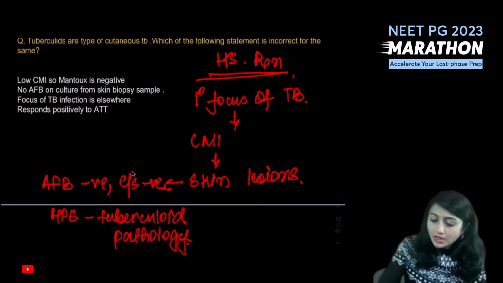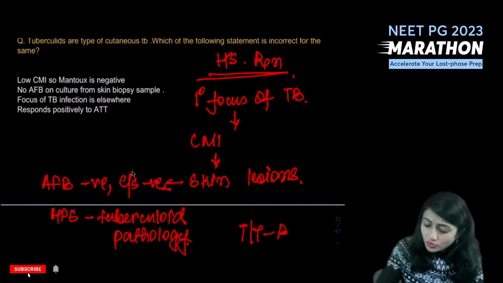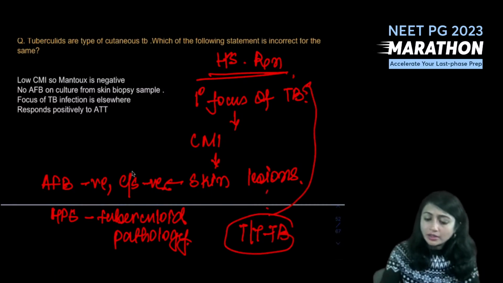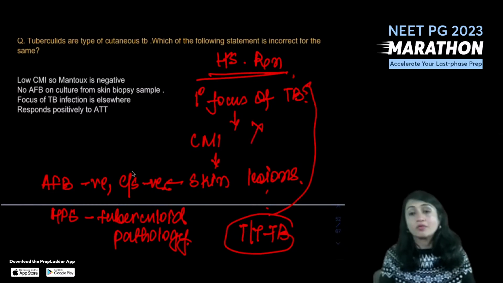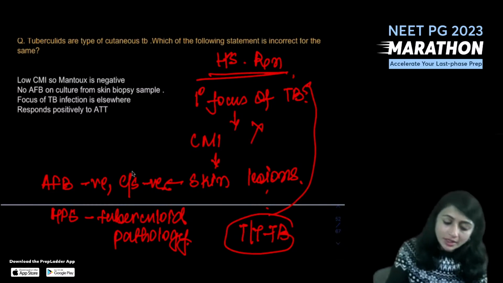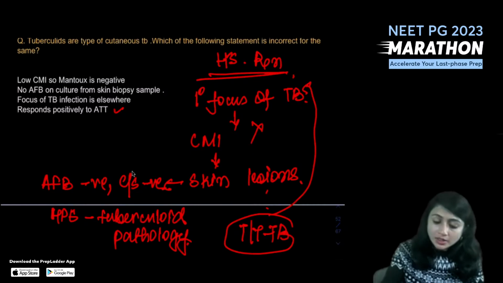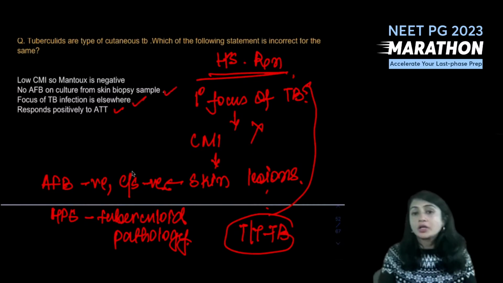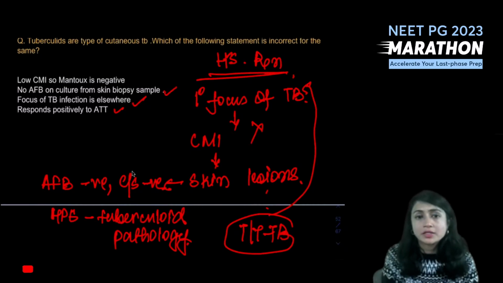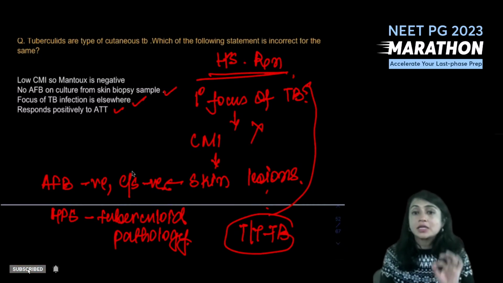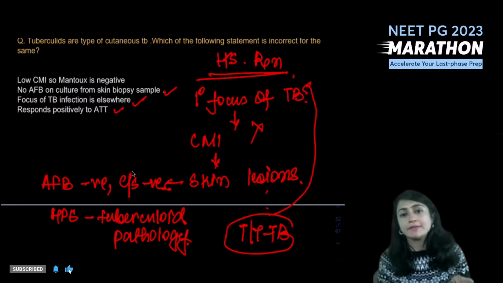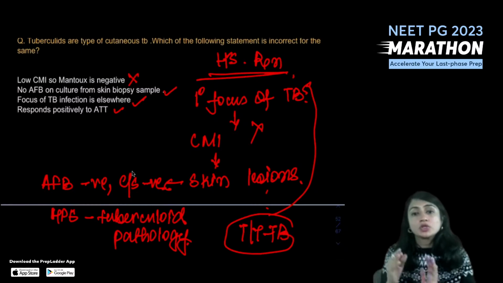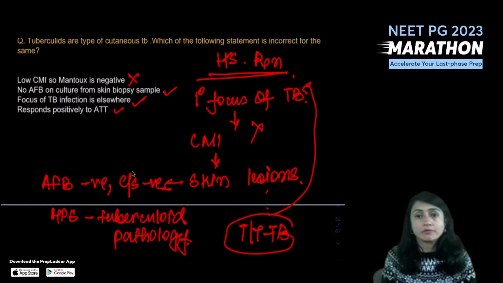And how will I treat it? I will treat tuberculosis only. When I treat TB, I treat the focus of TB, the CMI goes off and tuberculids improve. So yes, they respond positively to ATT. Yes, there is a focus of TB infection somewhere. You cannot culture AFB because it's a hypersensitivity reaction. But here the CMI is high, and that is why the hypersensitivity reaction is occurring. So this statement is incorrect. There is CMI, and so if you do a Mantoux, it will be positive.